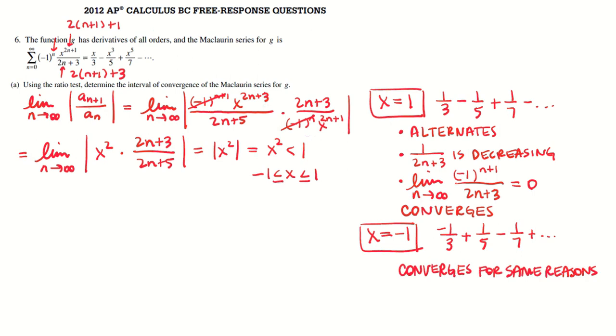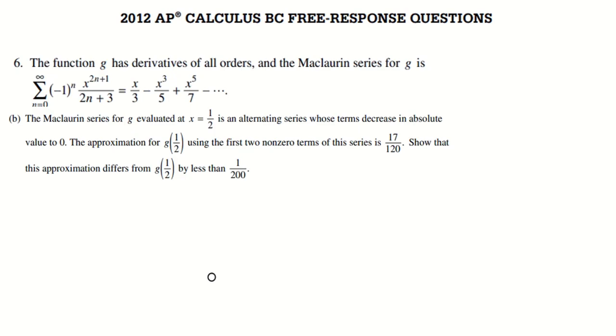And then that would be over there. I mean, it's exactly the same reason. It's alternating. The absolute value of the terms is still 1 over 2n plus 3, which is decreasing, and the limit of the terms is 0. So I think at this point, we're ready to move on to part B.